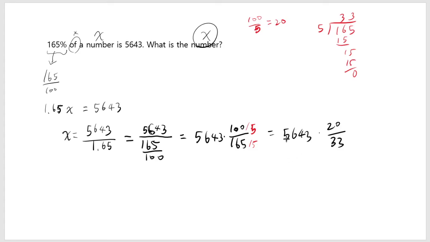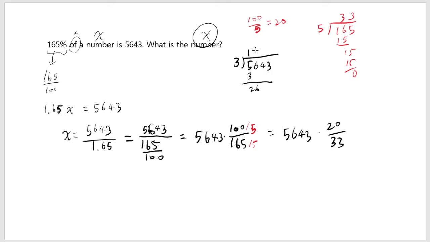Okay? So 5 plus 6 is 11, 11 plus 4 is 15, 15 plus 3 is 18. Since 18 is a multiple of 3, 3 times 6 is 18, we know that this number itself is divisible by 3. So that's good to know, because I want to do that. I want to divide 5643 by 3.